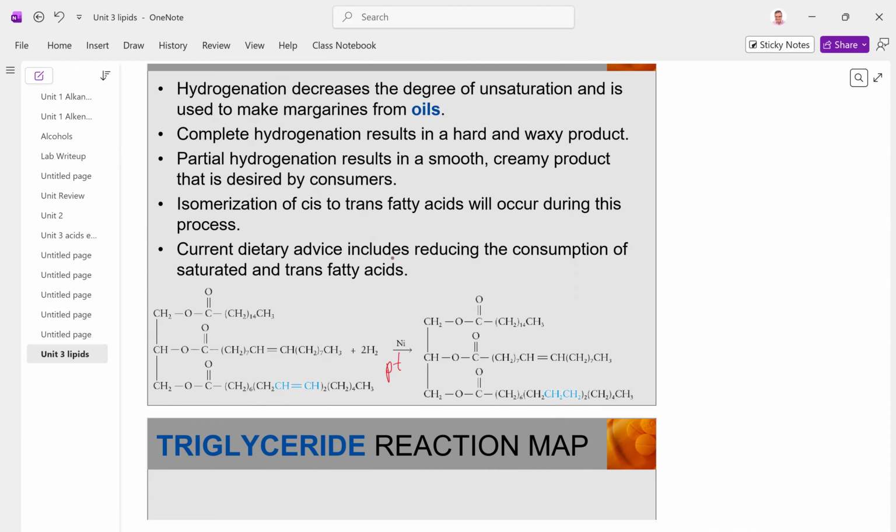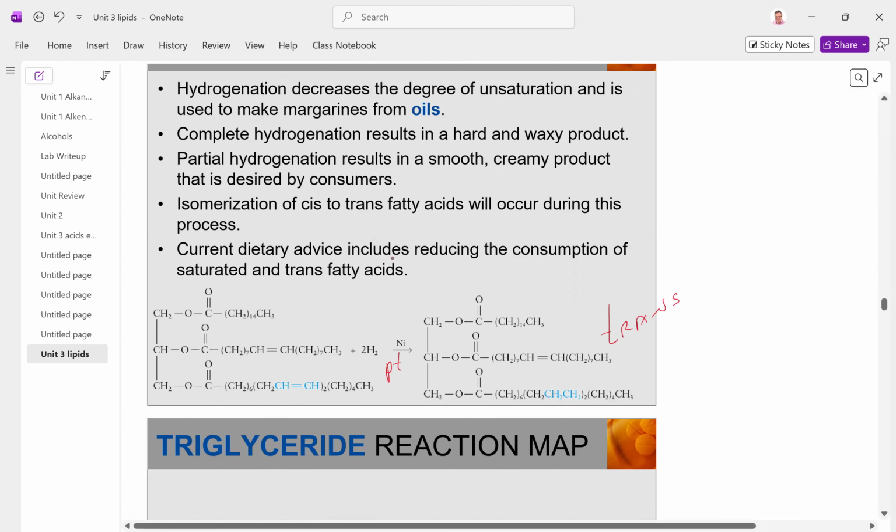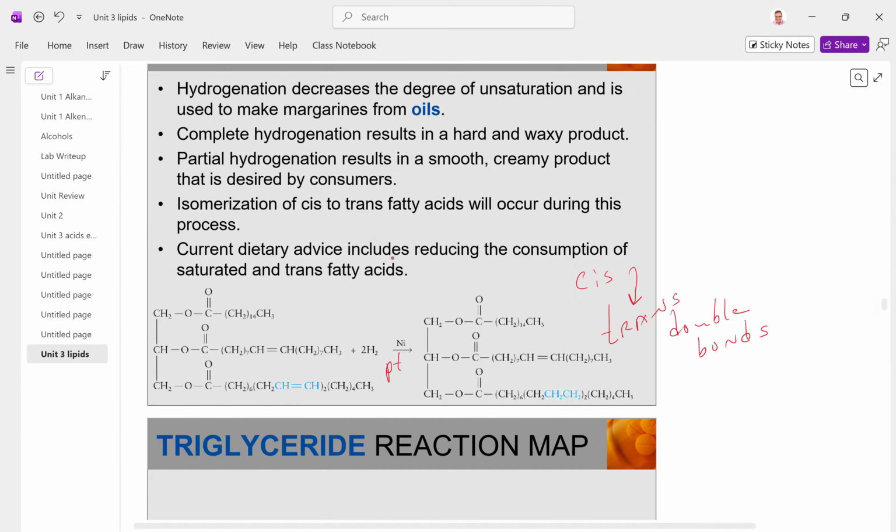The problem is that because this process wasn't 100%, you ended up converting the cis double bonds to trans double bonds. So Crisco was known for that.